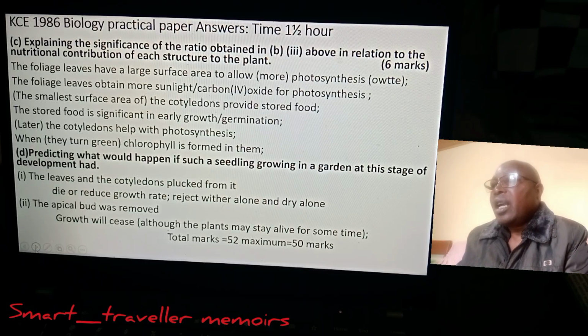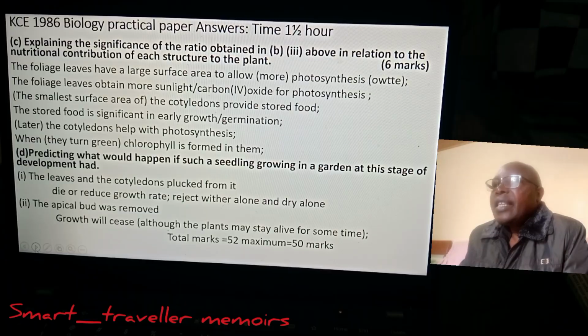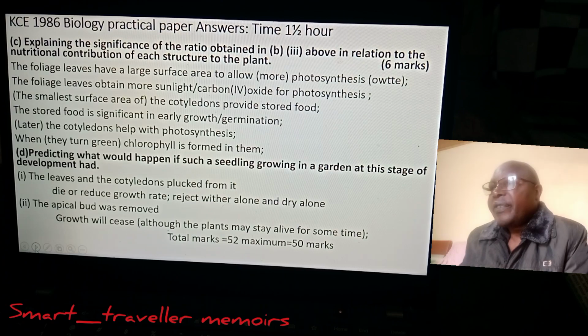C. Explaining the significance of the ratio obtained in B3 above in relation to the nutrition contribution of each structure to the plant. The foliage leaves have a large surface area to allow more photosynthesis, or words to that effect. The foliage leaves obtain more sunlight, or you can say the foliage leaves obtain more carbon dioxide for photosynthesis.